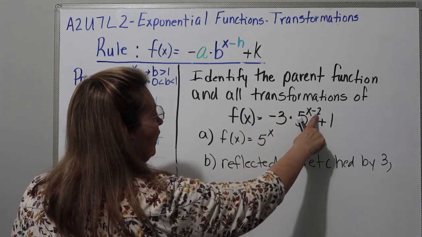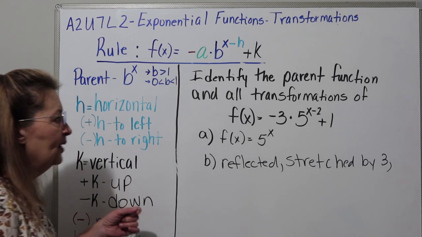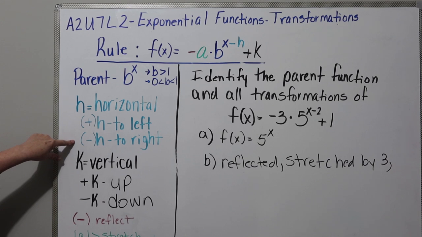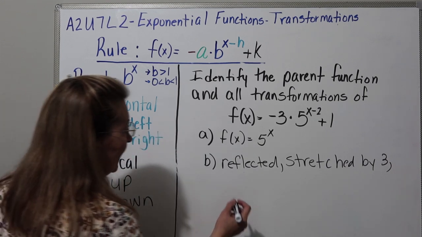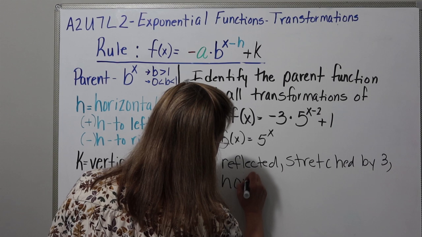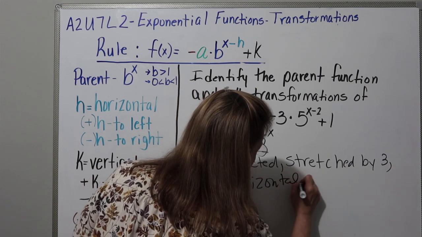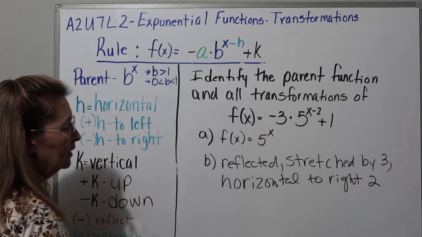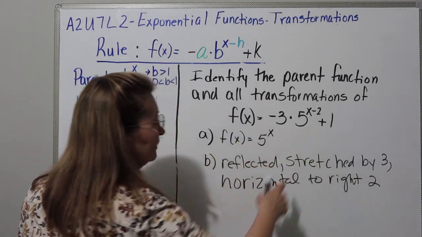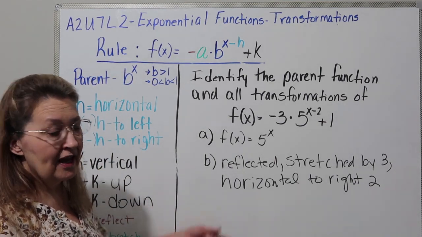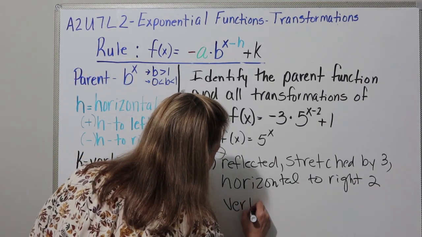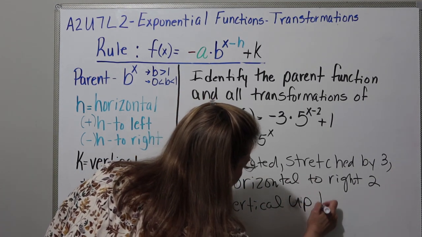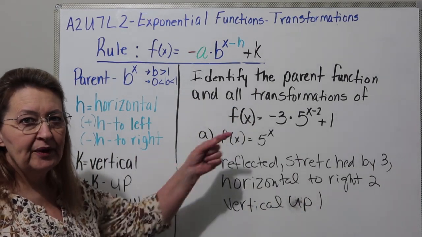This is the base. Okay, that minus 2 up there in the exponent, that's an h, and that means a horizontal shift. Since it's minus, it's going to go to the right. So I'm going to have a horizontal shift to the right 2. Alright, and then the plus 1 at the end, that's a k. K signifies a vertical shift, so it has a vertical shift up 1.